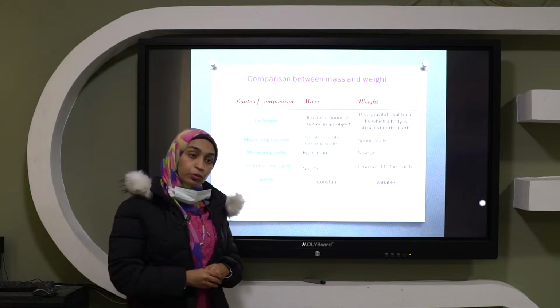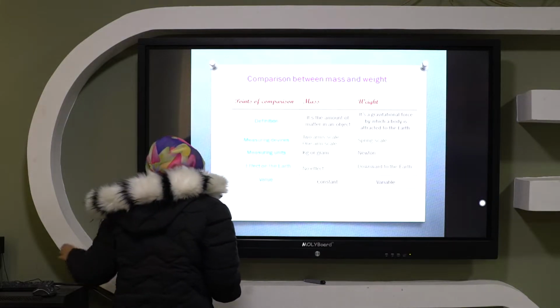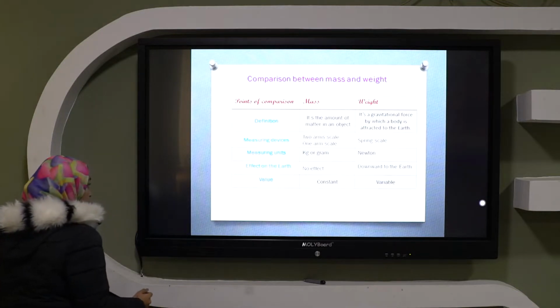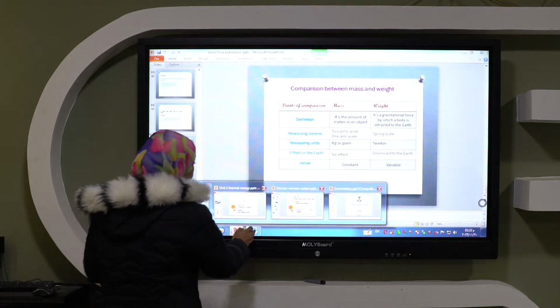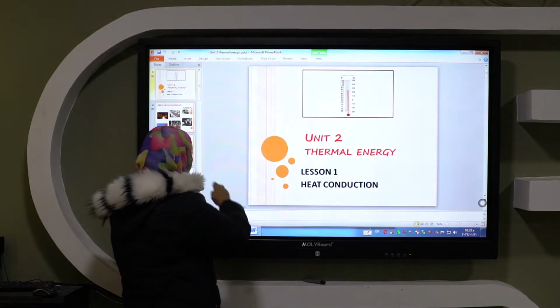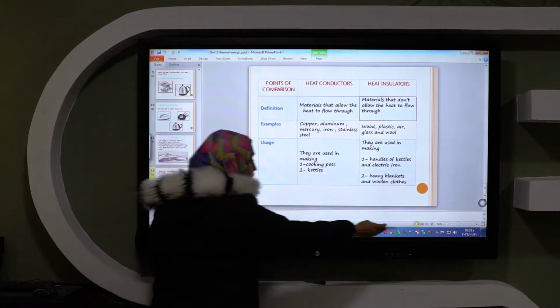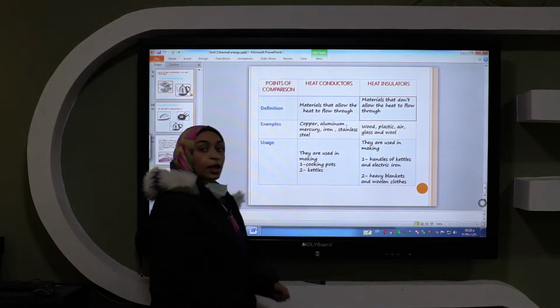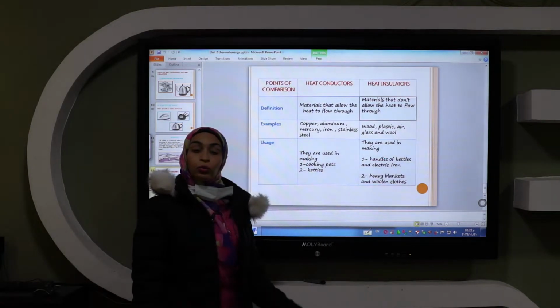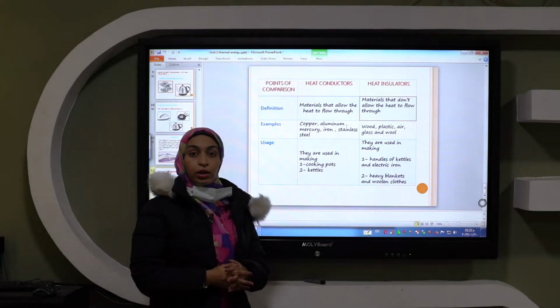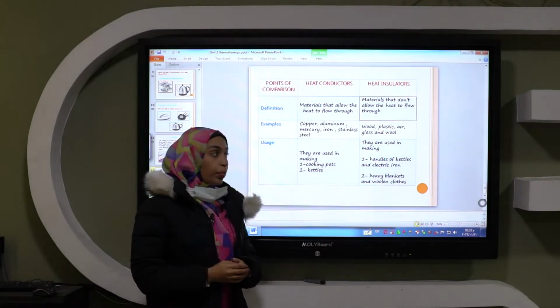What about Unit 2? In Unit 2, Lesson 1, we talked about the heat conductors and the heat insulators. What is the difference between them?